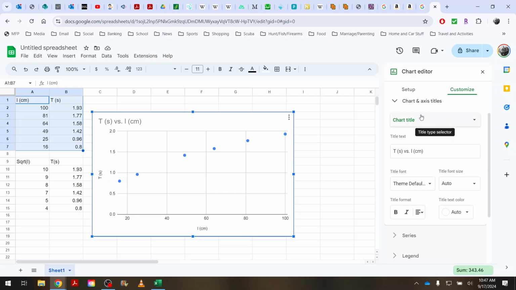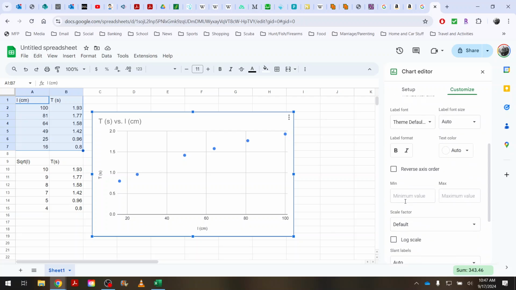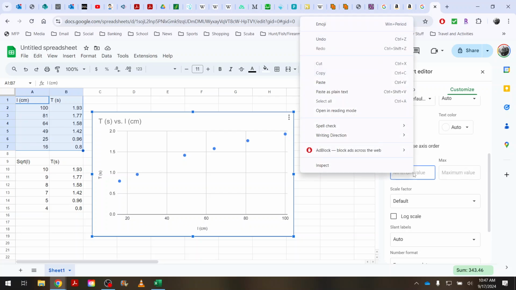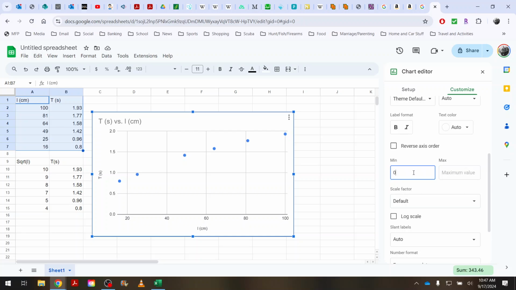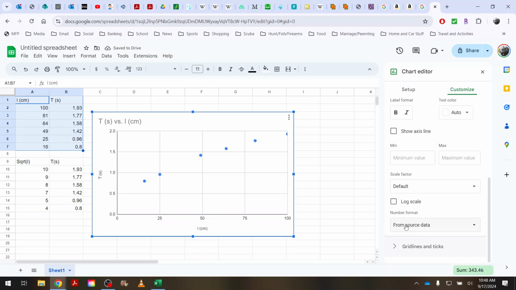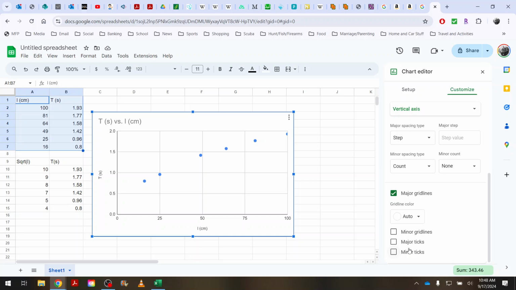Charts and axes, you can give the chart a title, and here's the option for it. You can pick your fonts, you can change the color. The horizontal axis, as we've done already, you can change the minimum and maximum value. We can say, I want my horizontal axis to go from 0 to 100. I want the vertical axis to go from 0 to 2, which it's doing already, so I don't have to change that. I go down to grid lines and ticks.